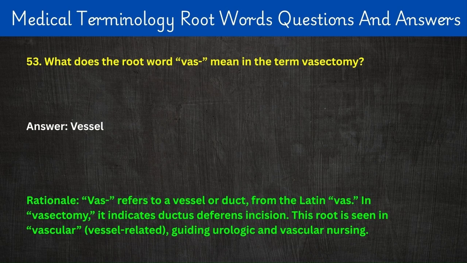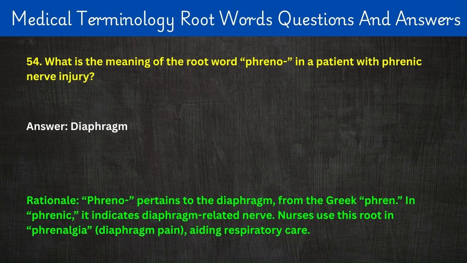In vasectomy, it indicates ductus deferens incision. This root is seen in vascular, vessel-related, guiding urologic and vascular nursing. 54. What is the meaning of the root word phreno- in a patient with phrenic nerve injury?